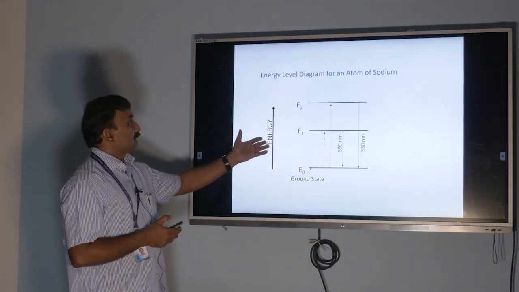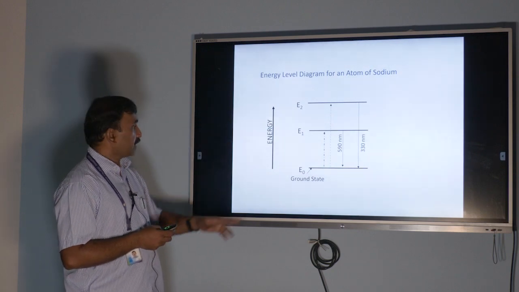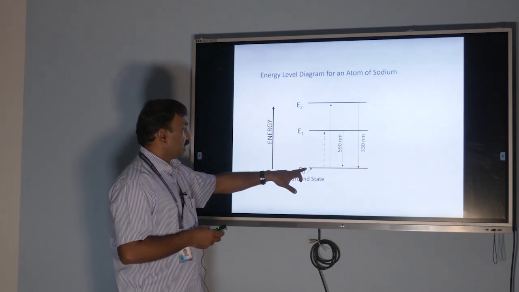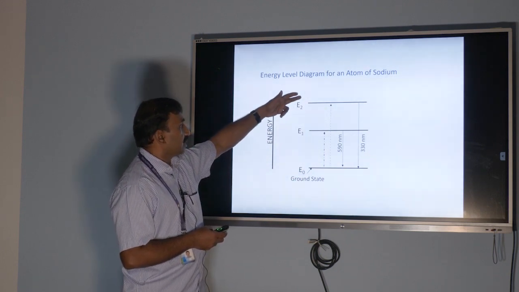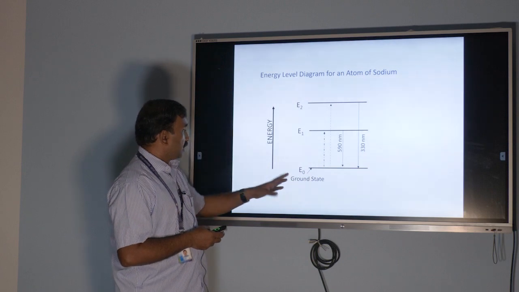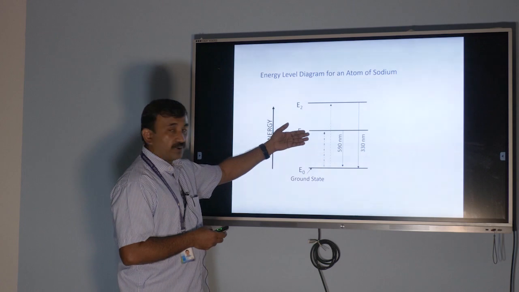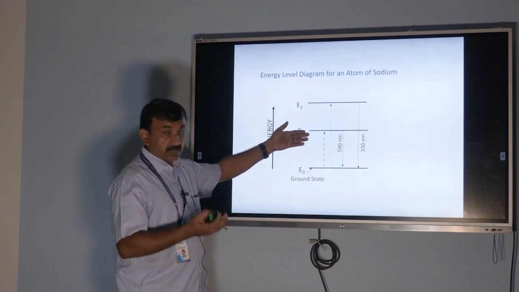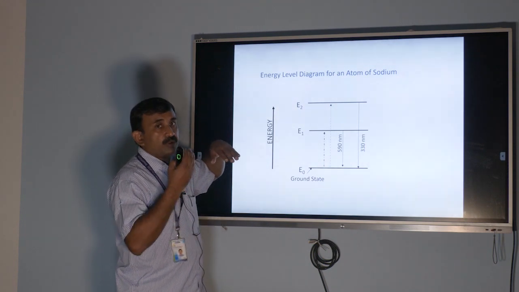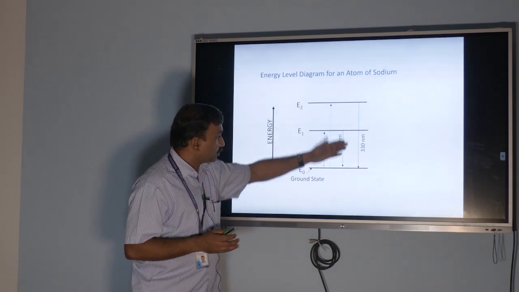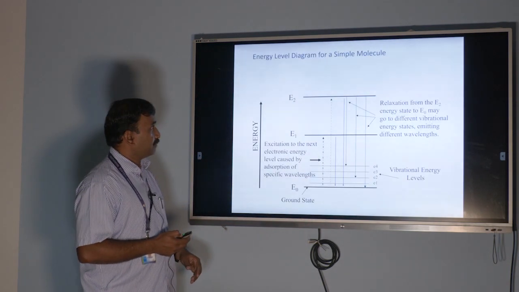This is an example of an energy level diagram of sodium. Here, this is the ground state energy level, this is the elevated state, and this is the next energy level. So, when sodium absorbs some amount of energy, first it is elevated to the E1 level, and if it absorbs more energy, it will be elevated to the next energy level. When it loses energy, it will return to the ground state. This is the case of the sodium atom.